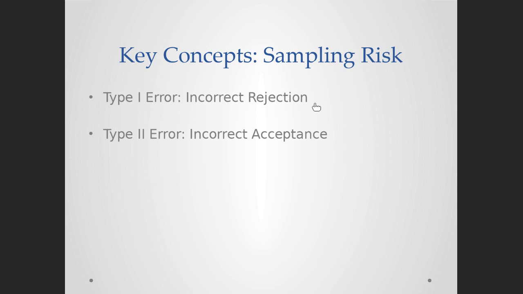You passed. Not only did you pass, you made 80. You made a B. This is type 2 error. This is incorrect acceptance. I took a sample that shows that your grade is 80, where in reality it's 50. So this is incorrect conclusion. This is incorrect acceptance, right?